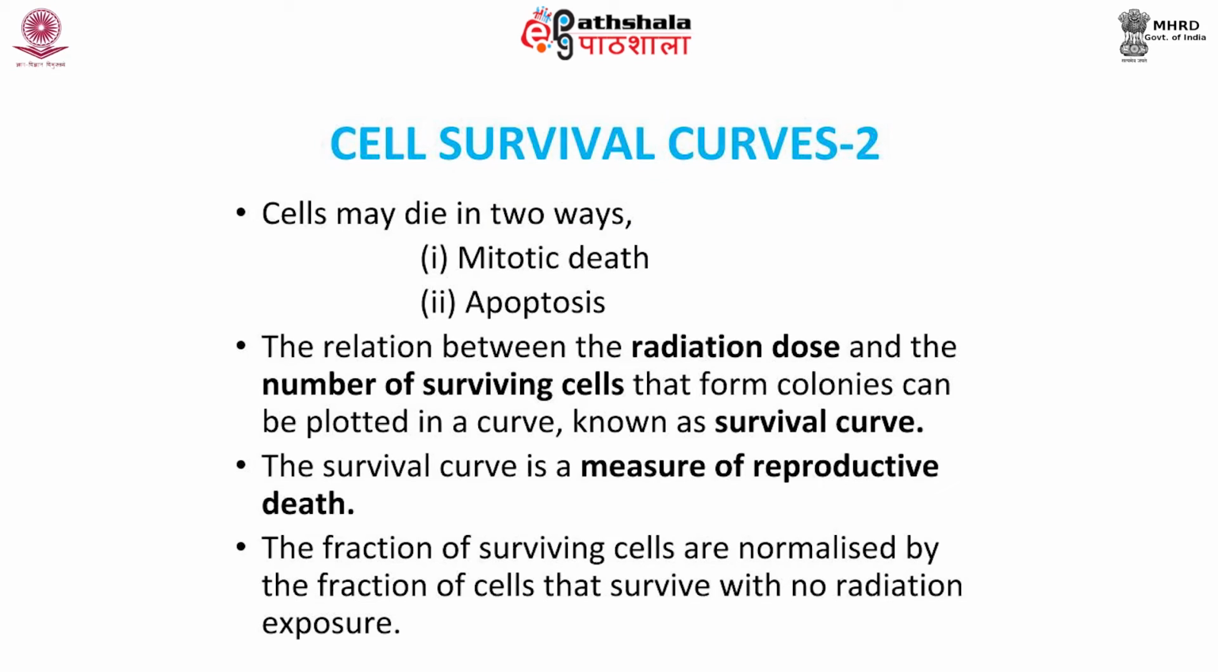Cells may die in two ways: mitotic death and apoptosis. The relation between the radiation dose and the number of surviving cells that form colonies can be plotted in a curve known as the survival curve. The survival curve is a measure of reproductive death. The fraction of surviving cells is normalized by the fraction of cells that survive with no radiation exposure.